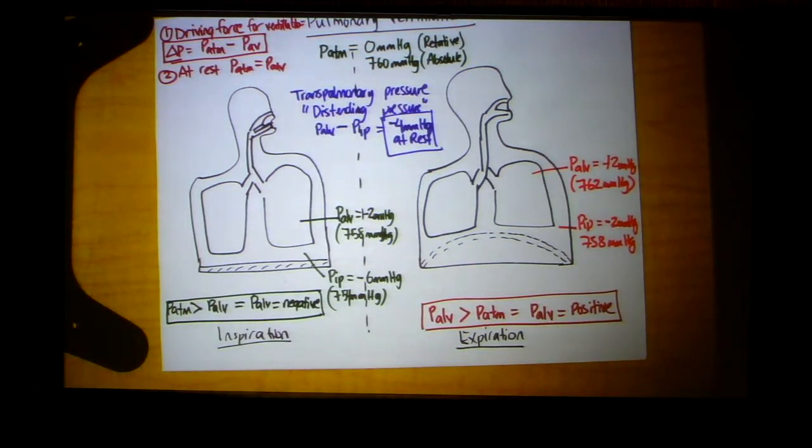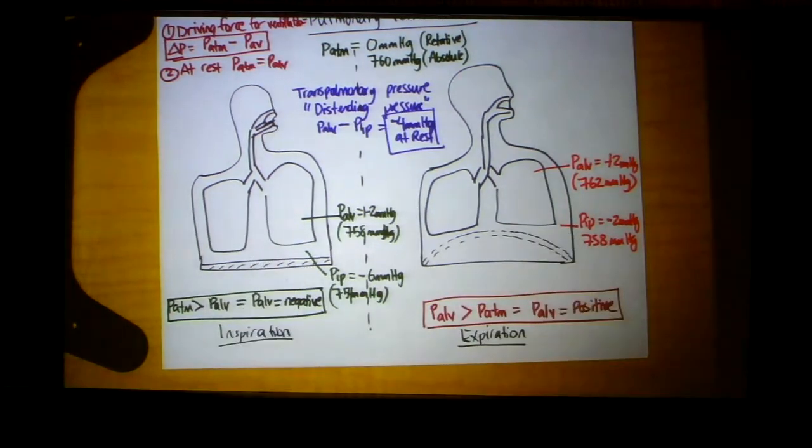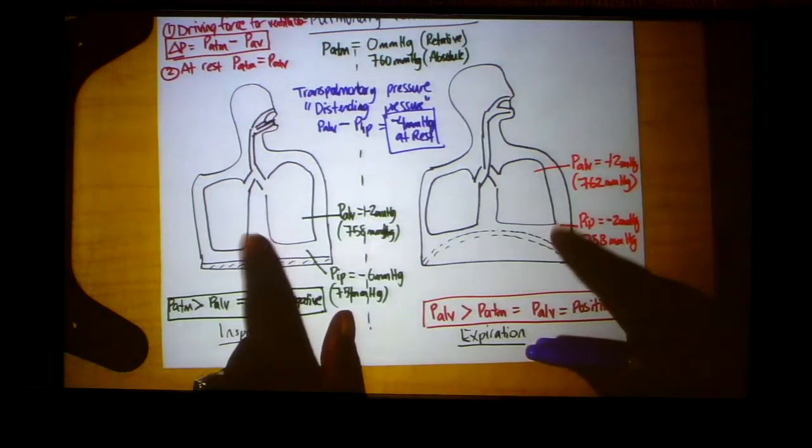All right. Now, what we're going to move on to speak about from this point is how we get these pressure gradients. So we spoke about the pressure gradients themselves. How do we actually get these gradients? We cannot manipulate the atmospheric pressure, but we can manipulate our alveolar pressure, our intrapleural pressure, and that's how we can manipulate the gradient to move air either in or out, depending on what we want. And the way we do that is by manipulating the volume of the chest cavity.